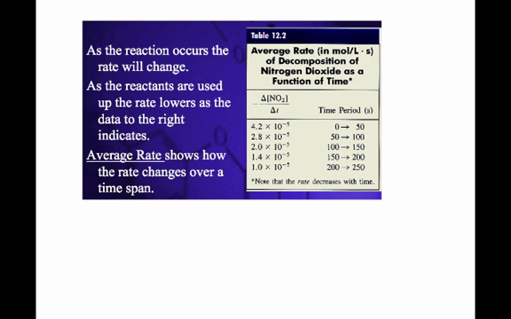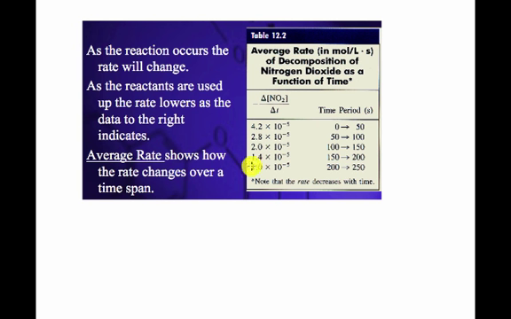So what they did was they figured out the average. From 0 to 50 seconds, what was the average rate of nitrogen dioxide? Well, it wasn't always that, but overall, if you look at it breaking it down into 50-second intervals, we can see that the rate changes throughout. So our average rate is changing.